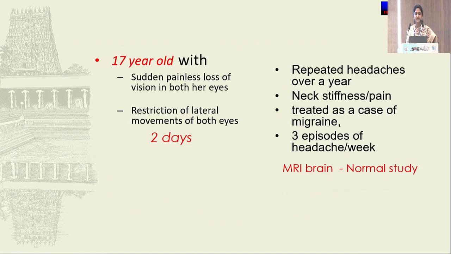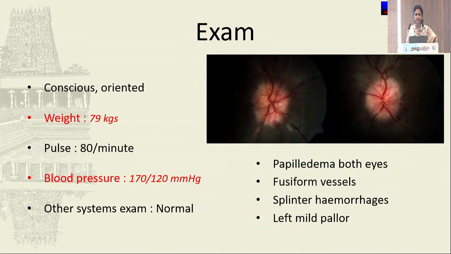A 17-year-old woman with sudden painless loss of vision in both her eyes, restriction of lateral movements of both eyes of 2 days duration, repeated headaches over a year, neck stiffness, and a little bit of pain, treated as a case of migraine, which is quite common, with 3 episodes of headache per week. An MRI was done obviously, and it showed a normal study.